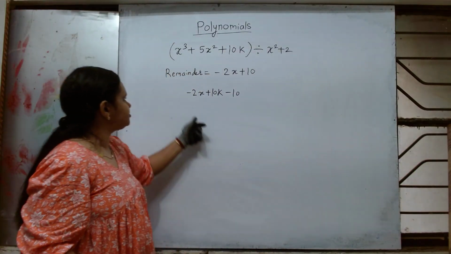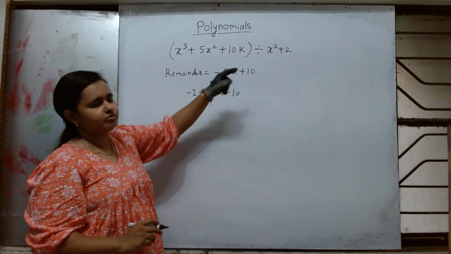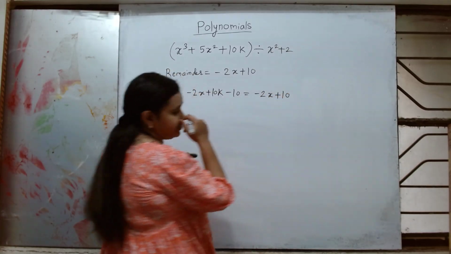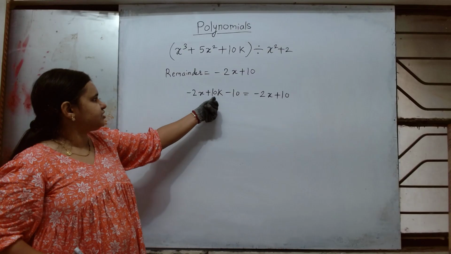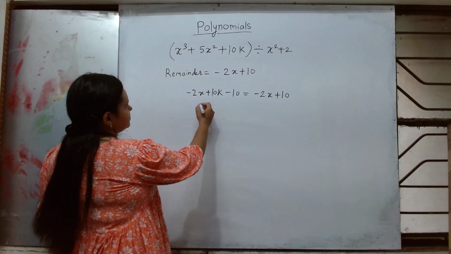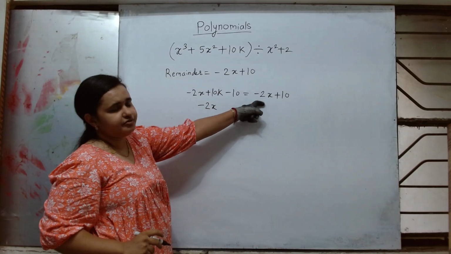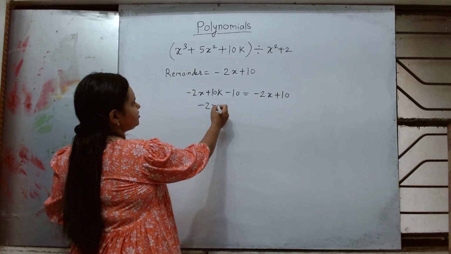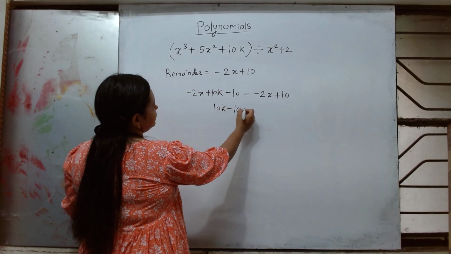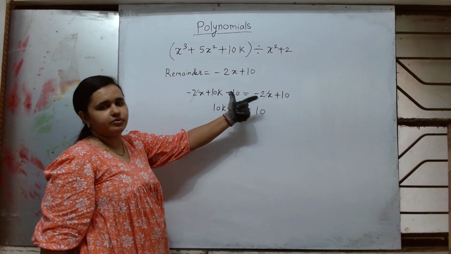So our remainder was minus 2x plus 10k minus 10 and the given remainder is minus 2x plus 10. So we will compare both the remainders by equating them. Okay. Now minus 2x plus 10k minus 10 is equals to minus 2x plus 10. Now minus 2x, if it is put on the left hand side, it will be plus 2x, so it will get cancelled. So what is remaining? 10k minus 10 is equals to 10. 2x and 2x got cancelled as it is equals to 0.